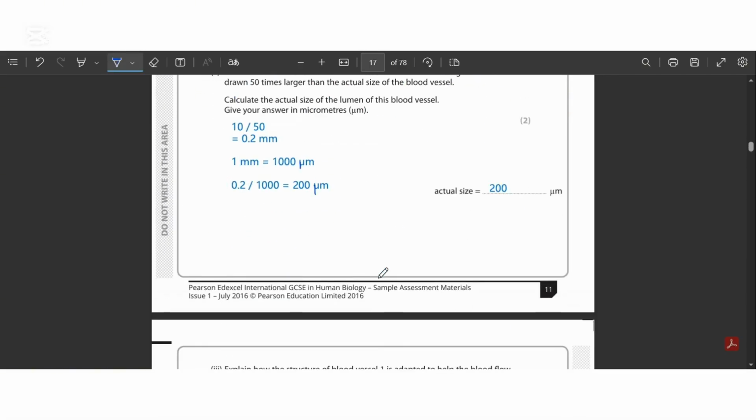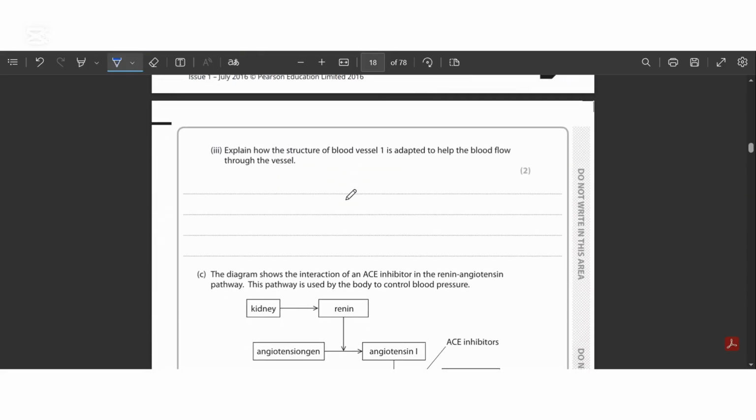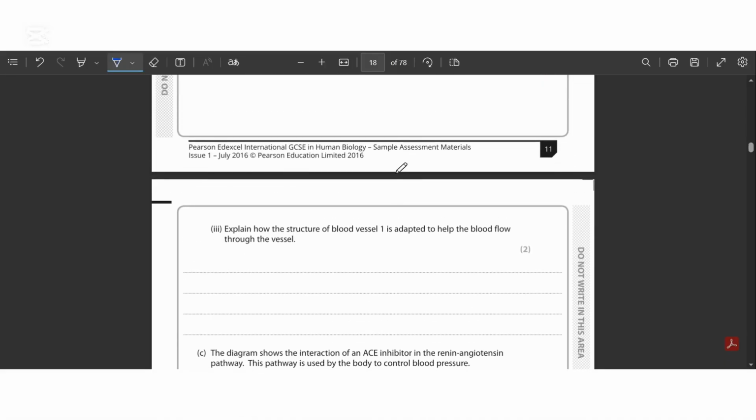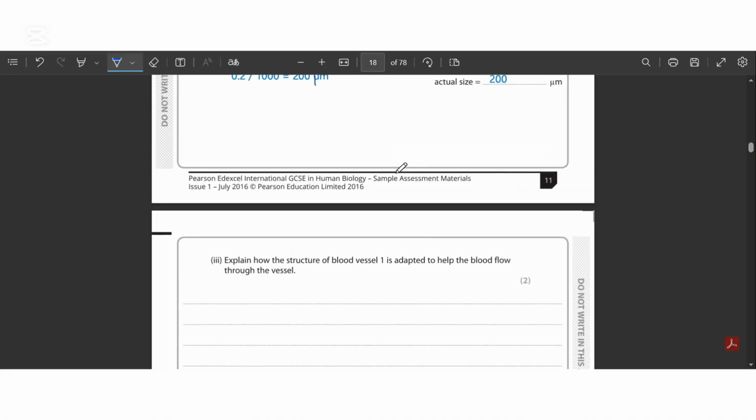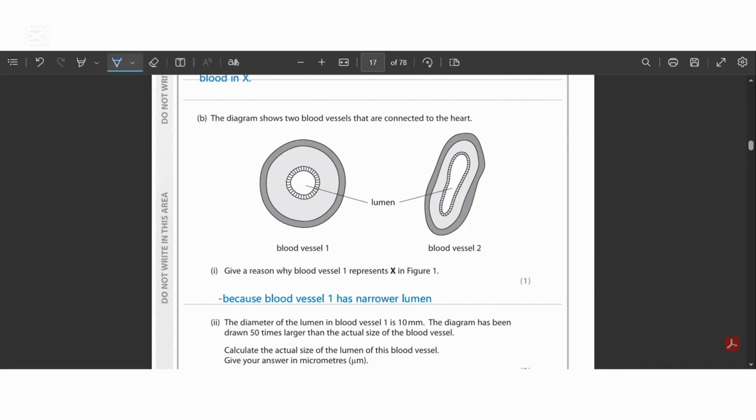All right. Since we have solved this part, let's move on to part 3, which says to explain how the structure of blood vessel 1 is adapted to help the blood flow through the vessel. It is a 2 marker question. So it is asking about the adaptations of blood vessel 1, which has allowed blood flow. Here we have blood vessel 1 over here. As you can see, it has a smaller lumen, which means that it increases the pressure of the blood flow when the blood is flowing. Also it has a muscular wall that contracts, forcing the blood forward.